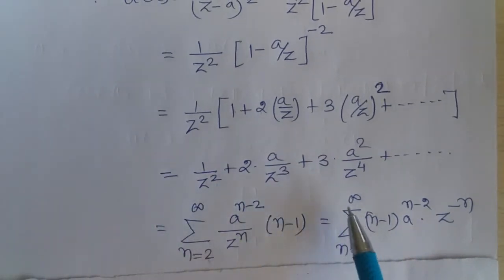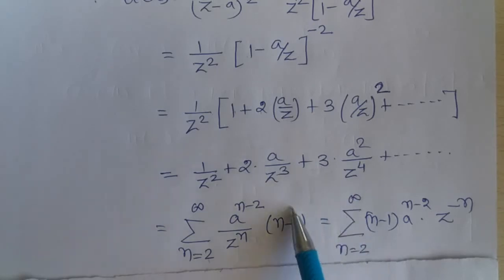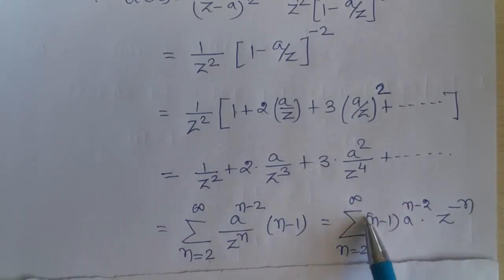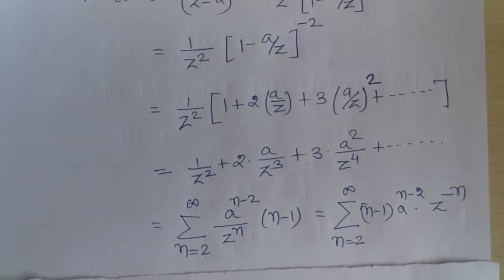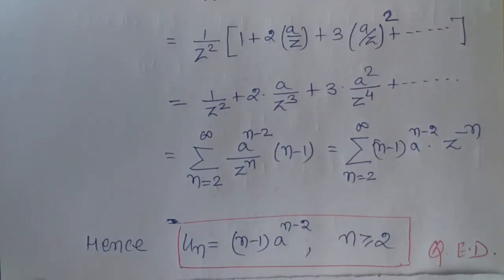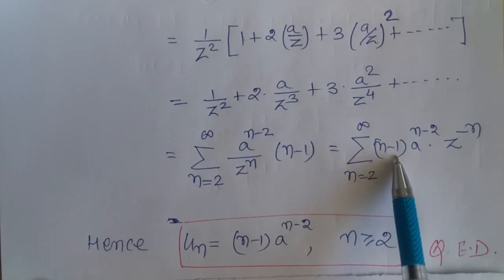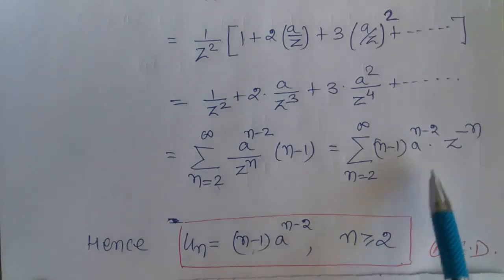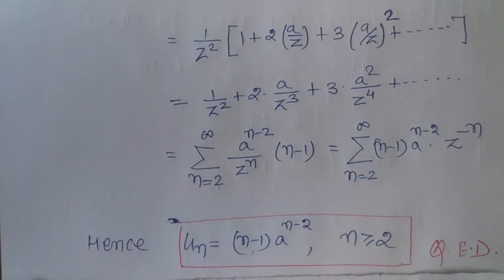Now this expression is summation n goes from 2 to infinite, n minus 1 into a power n minus 2 into z power minus n, and the coefficient of z power minus n is the required u n, that is the inverse z transform of U bar z. So we have u n is equal to n minus 1 into a power n minus 2 for n greater than or equal to 2. So this is the required inverse z transform of the given U bar z for the region of convergence mod z greater than mod a. So these are a few important questions on the binomial expansion method.